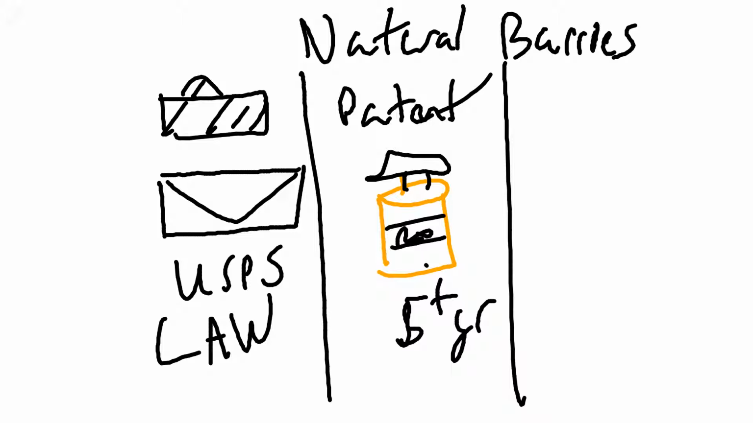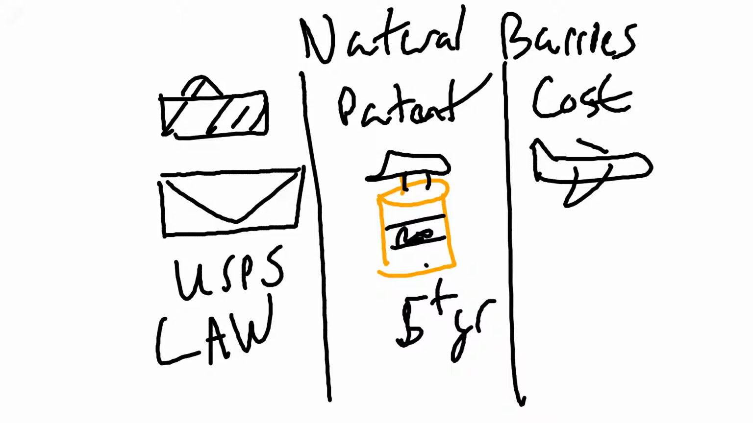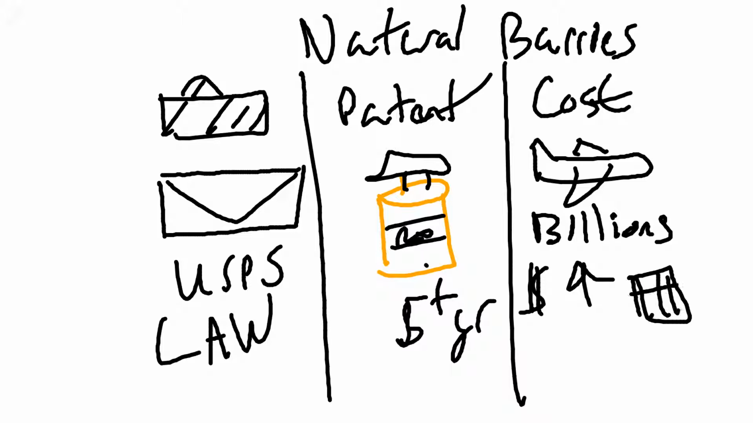And the last prime example is cost. Now we all want to own our own airliners, but not a lot of people can fork out billions of dollars. Even though there's lots of profit to be had here, the sheer cost of the billions prevents firms from being able to even enter if they wanted to.